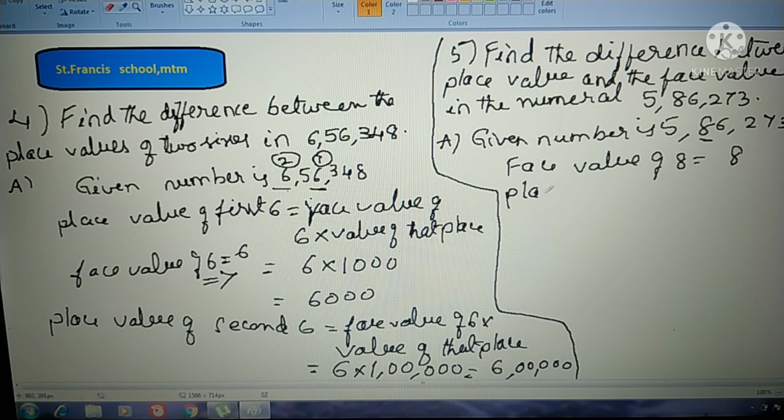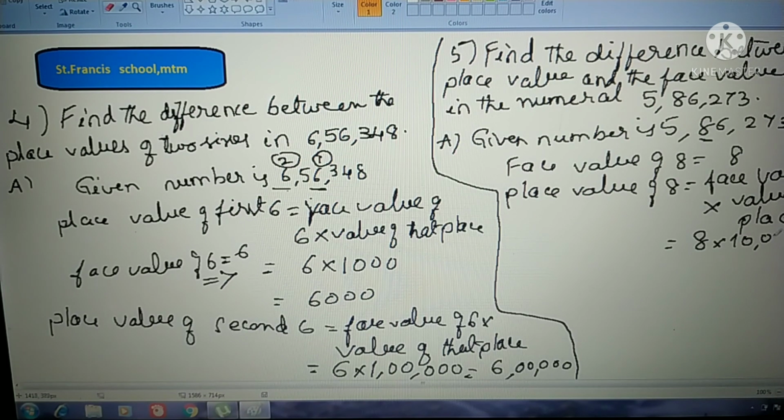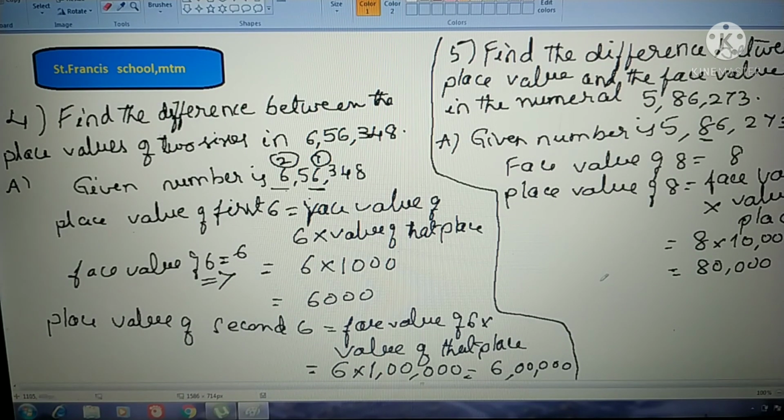Now write down the place value. Place value of 8 equal to face value of 8 into value of that place. What is the face value of 8 here? 8. In which place it is? 10,000 position. So write down that one. What you get here? 80,000. So your answer is here 80,000, right? Now we have to find out the difference between these two, that is place value and face value of 8. So write down the statement here.